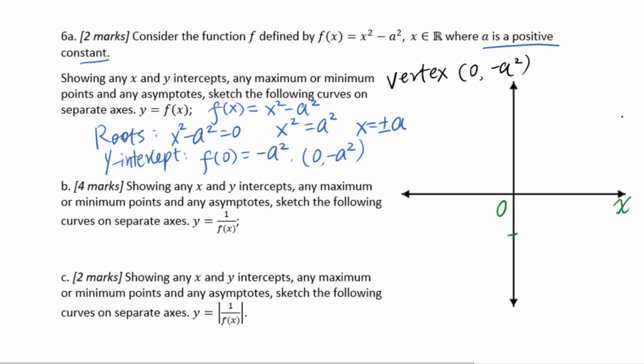Here's x, this is y. Then this is negative a squared. Negative a. Then you can sketch the graph. This is the graph for a.